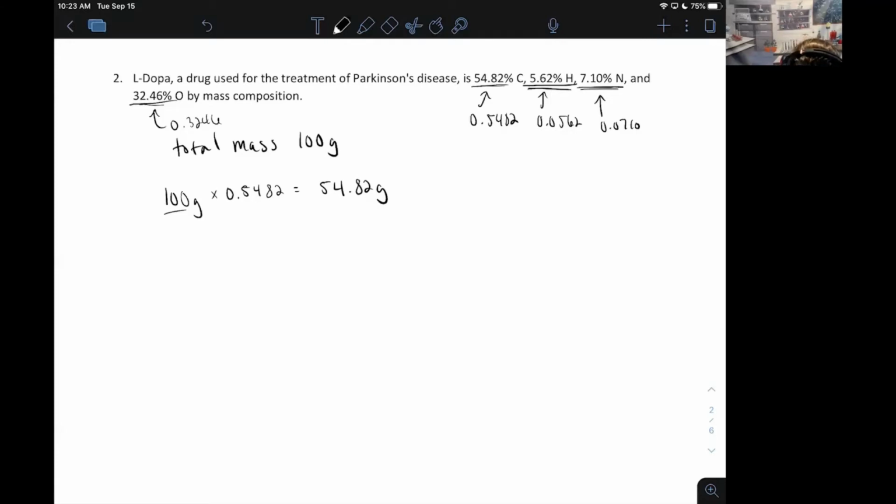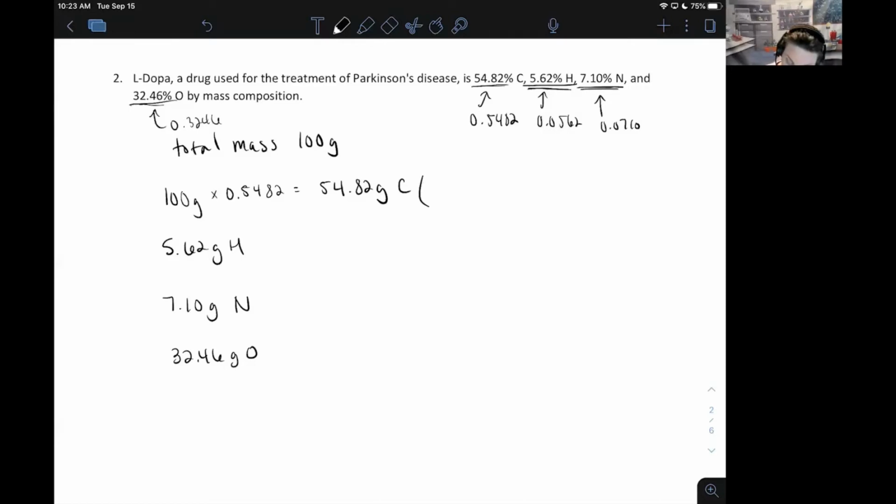So we'll have 54.82 grams of carbon, 5.62 grams of hydrogen, 7.10 grams of nitrogen, and 32.46 grams of oxygen. I just wanted to go through that so you guys would see where I got these numbers from. Okay, now I'm going to use my molar mass to go from grams of each of my elements into moles of each.